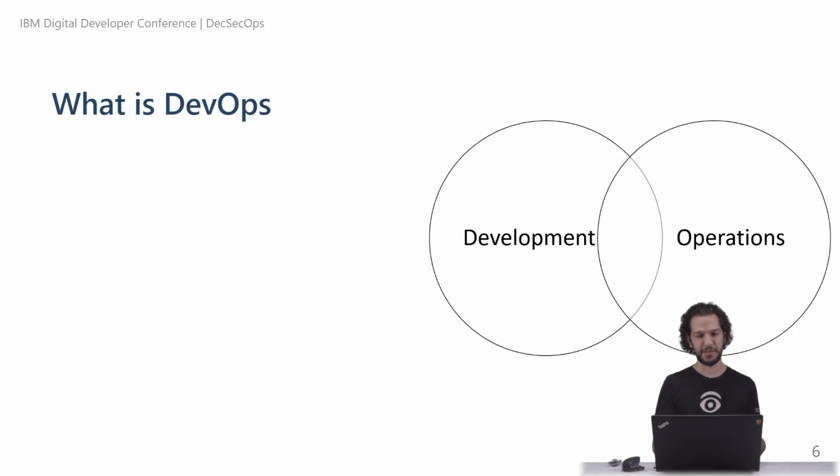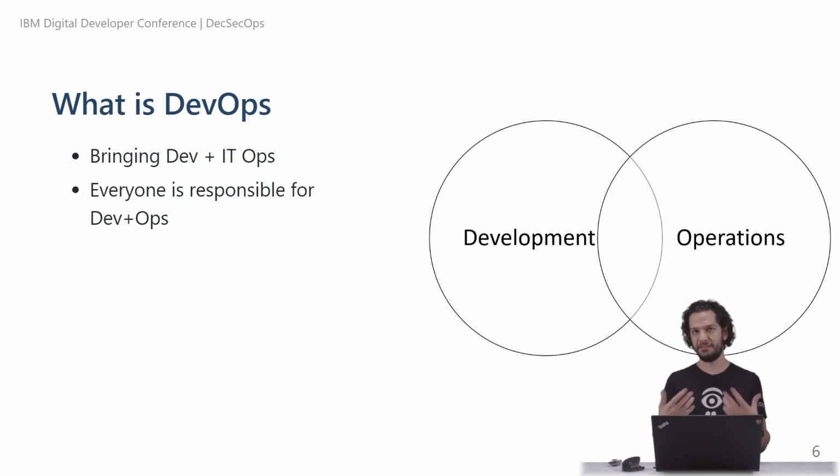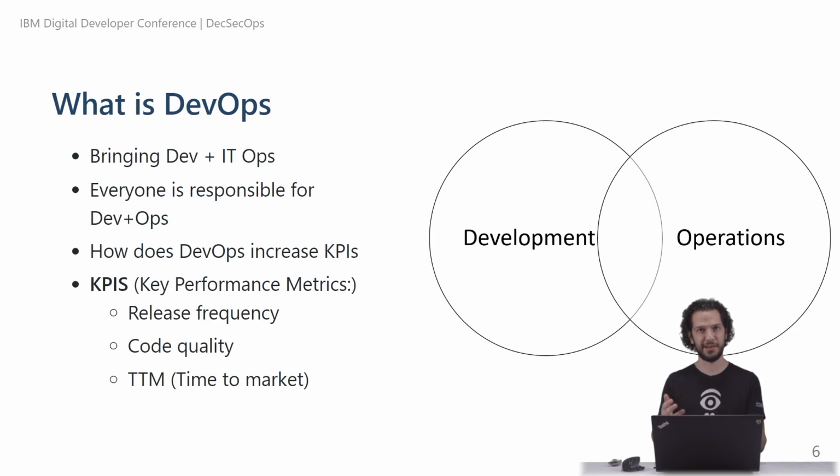Now, to enable this, we have to bring developers and operation people together. So DevOps, as this picture shows, is really bringing development and operations together. And it means everybody is responsible for everything, development and operations. Now, this was introduced, and it works, to increase the key performance indicators, KPIs. In case you don't know, I love using acronyms, and we all do here, but I'll try to explain all this as I go along.